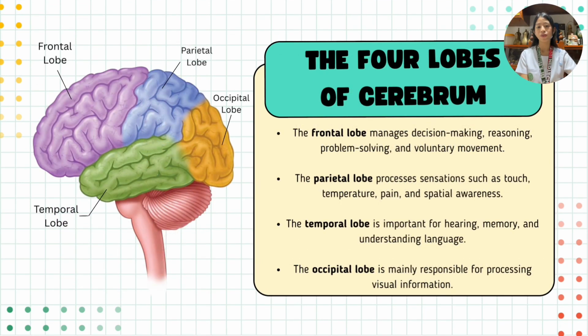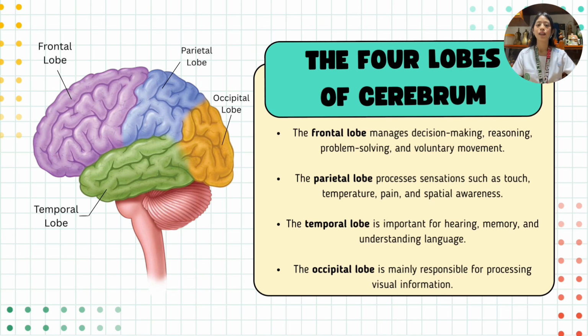The four lobes of the cerebrum. The frontal lobe manages decision-making, reasoning, problem-solving, and voluntary movement. For example, when you decide to raise your hand, your frontal lobe gives the command.